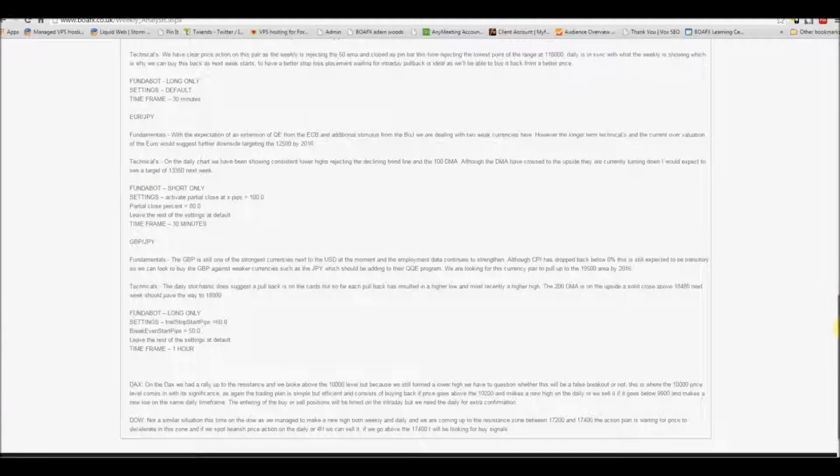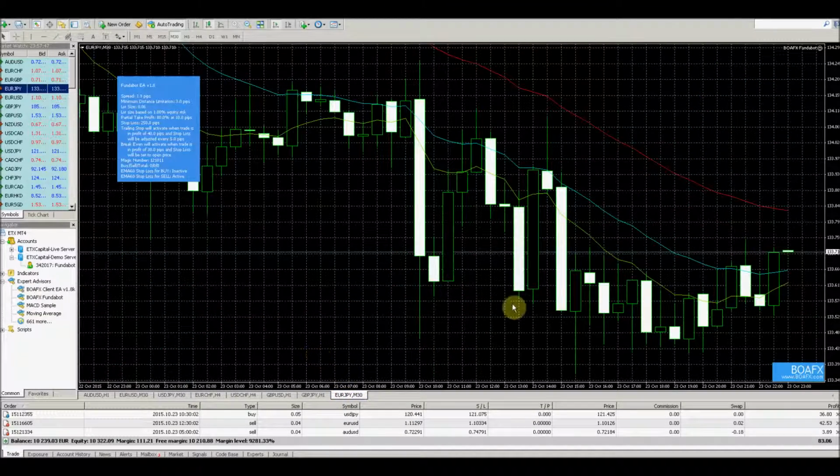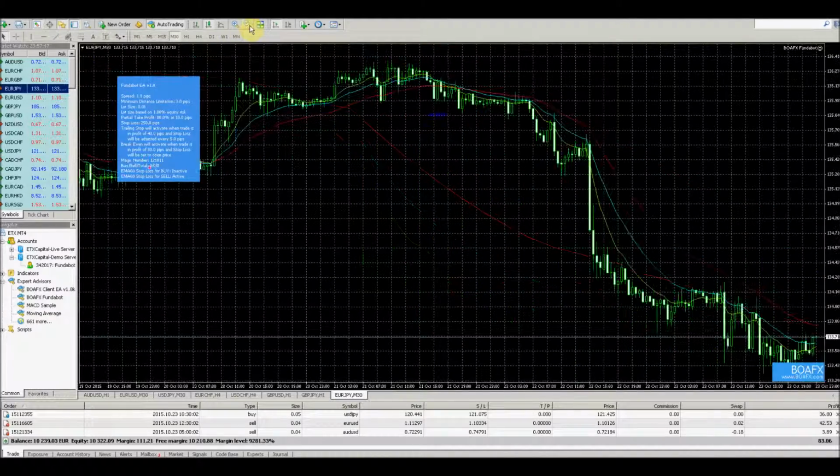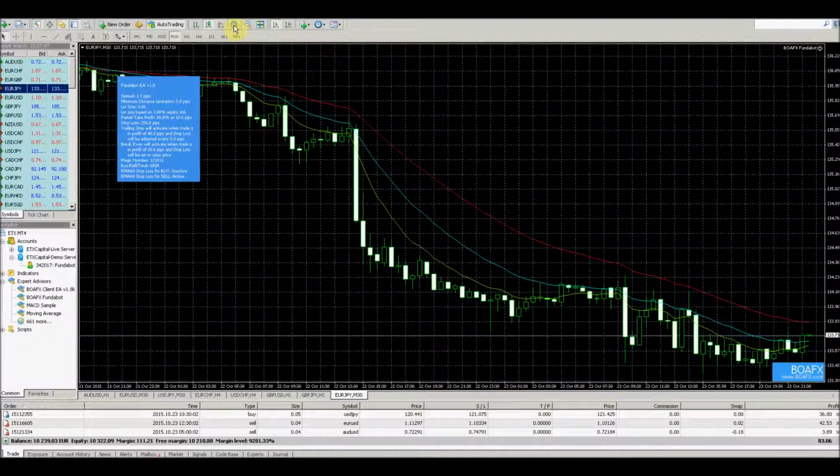US dollar yen we just done. Let's do the euro yen. Euro yen Fundabot is cut slightly differently. You can see it says settings activate partial close at X pips. So let's have a look at that one. Euro yen, I'm not sure if I've got it on. Oh yeah, there it is. Let's see if it scrunches up. It might show me where the trades have happened on this, or we might have to have a look in the results.